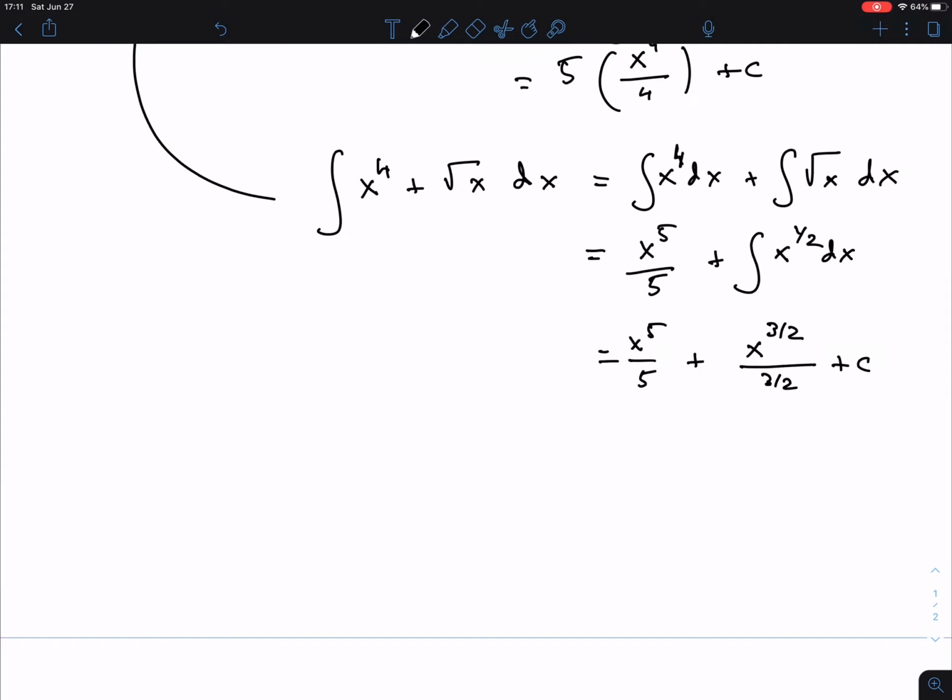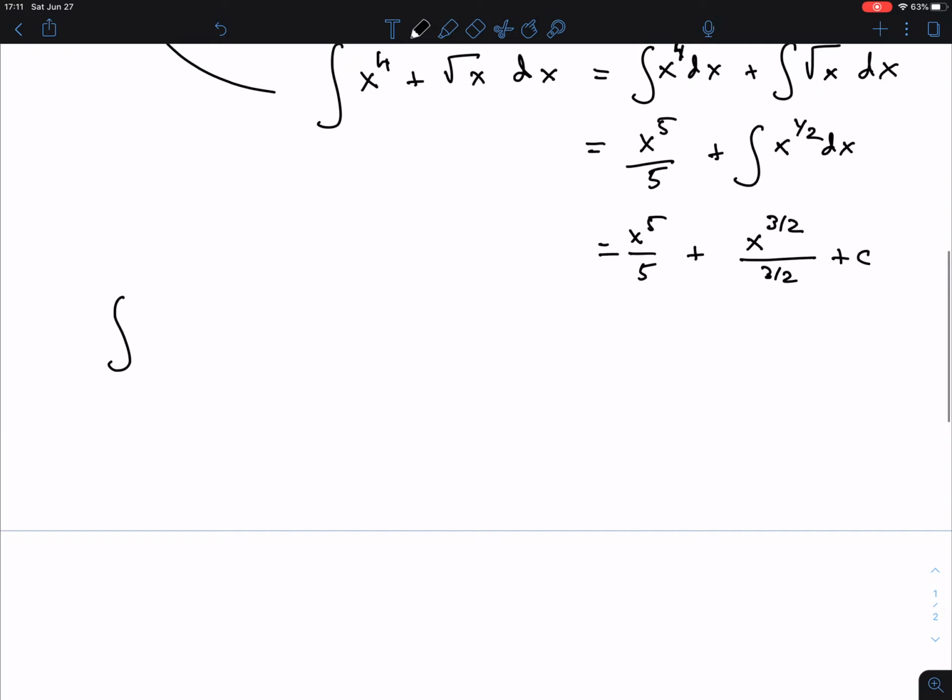Okay? And now we can combine this, right? So suppose we have to do this: 3x to the 5th plus 6x to the 4 over 4 plus 5 cube root of x squared.